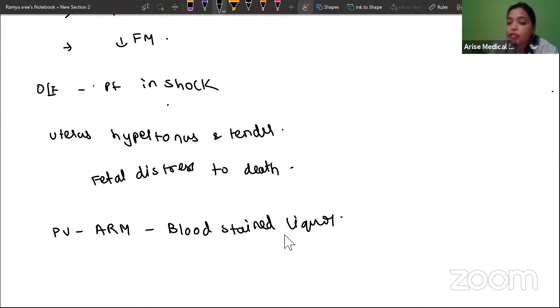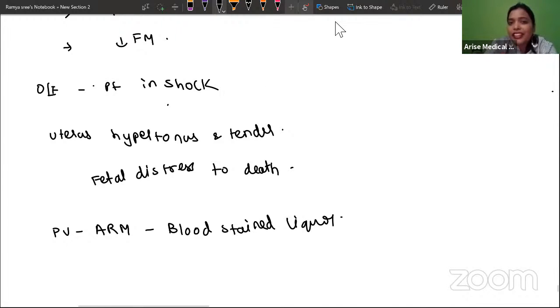So there are two benefits of ARM. One, you will see blood stained liquor. Two, it is going to augment the labor.